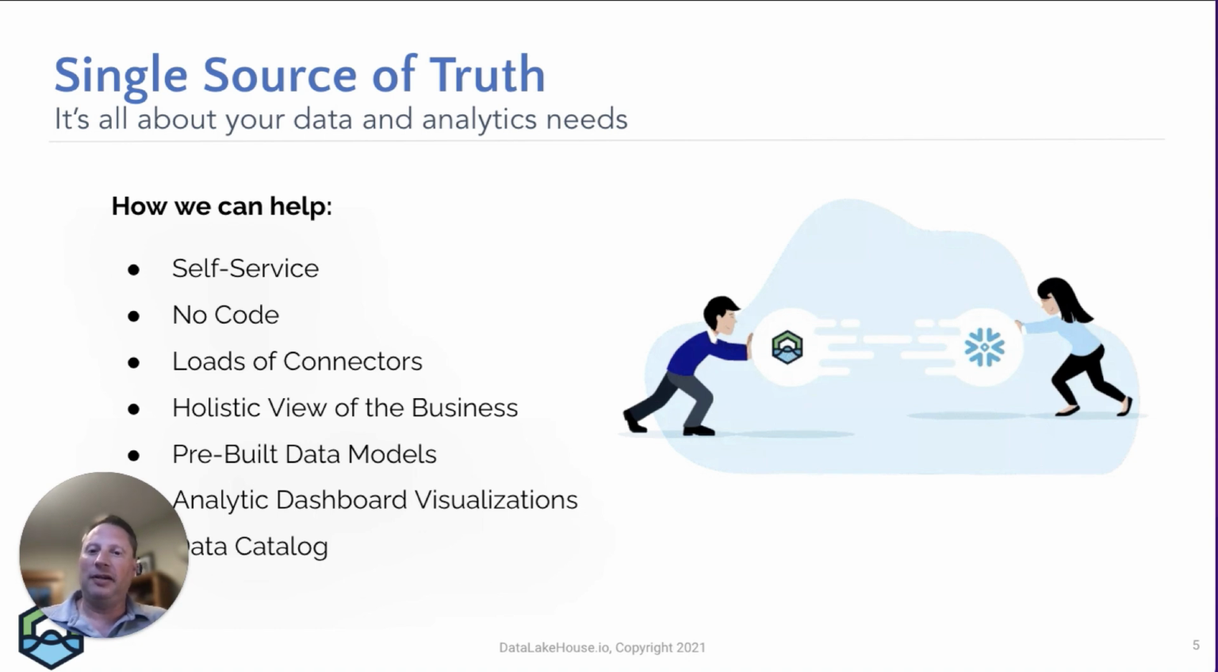And then one final layer on top of that is something referred to as the data catalog. DataLakehouse.io has its own simplified data catalog so that anyone from your organization can log into DataLakehouse.io and they can begin to understand some of the metadata definitions regarding the data that's being synchronized from the source systems.